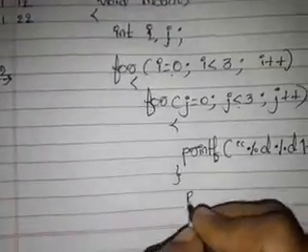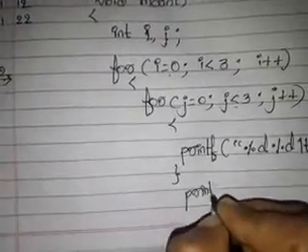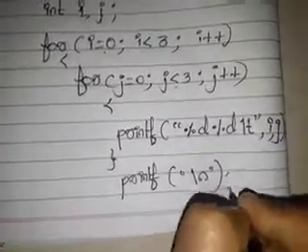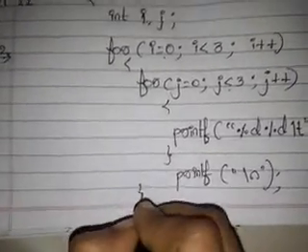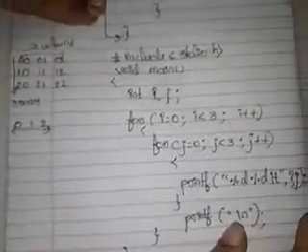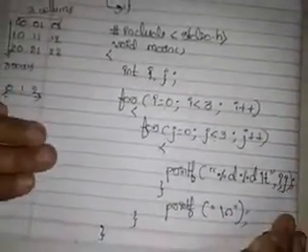That's why I have taken printf("\n"). Complete the outer for loop and complete the program. So let me trace this particular program in detail.